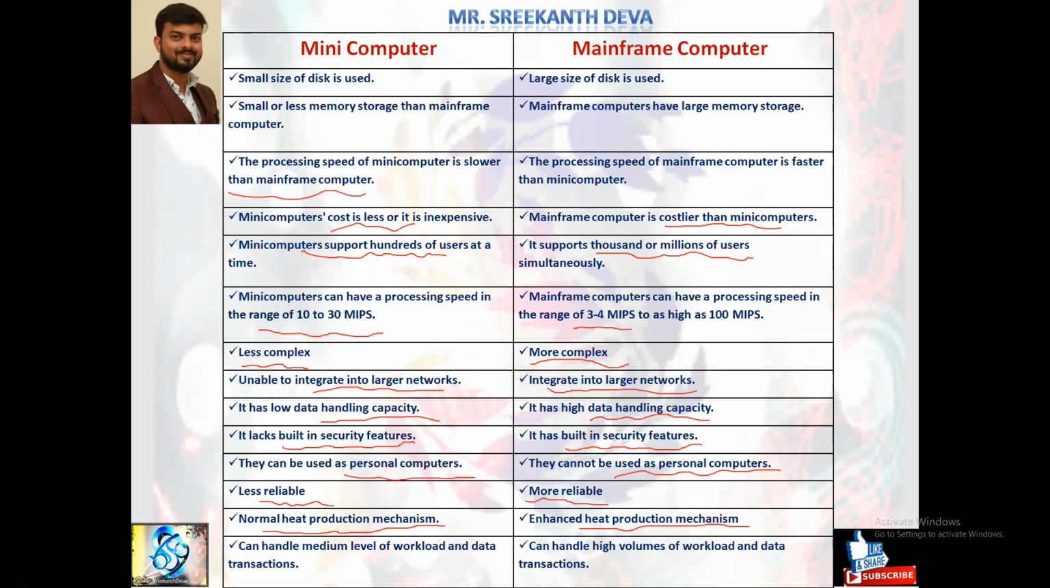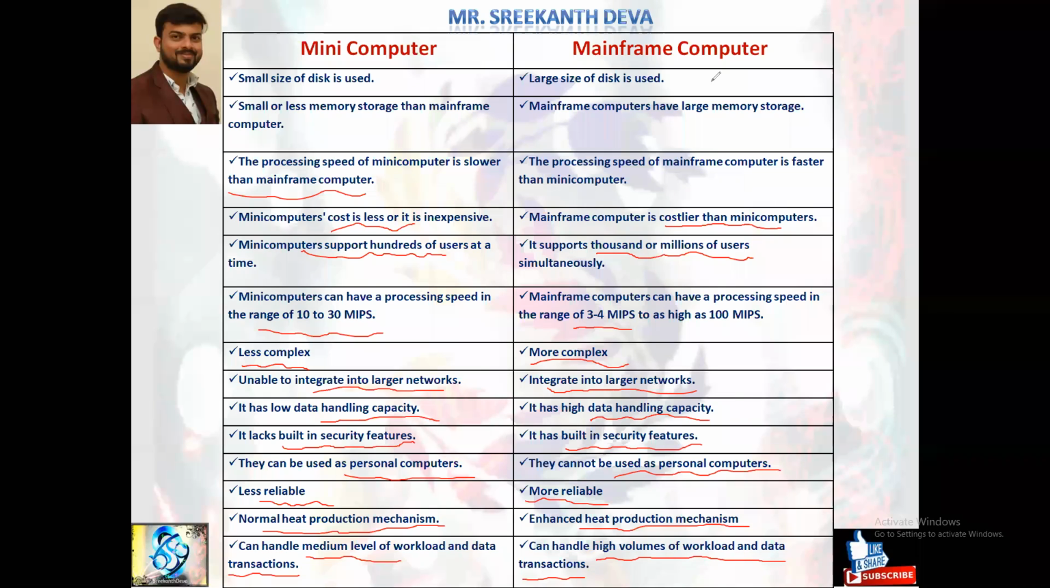Mini computers can handle a medium level of workload and data transactions. See, they can handle only a mid range of workload and data. But coming to mainframe computers, they can handle a high volume of workload and data transactions. Simply remember, they can handle a huge volume of data and workload, comparatively more than mini computers. These are the major differences between mini computers and mainframe computers.